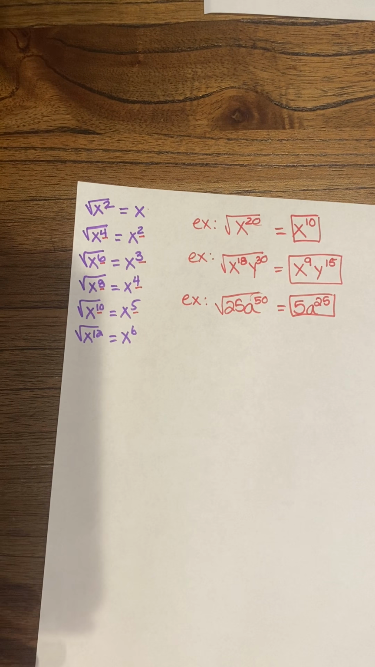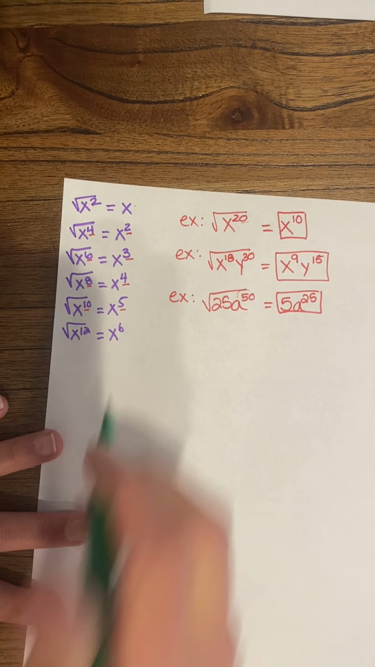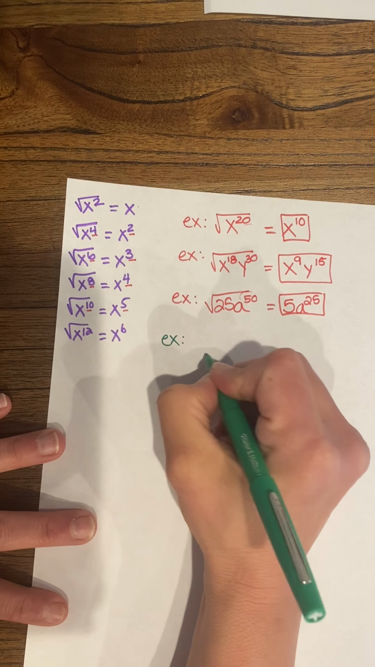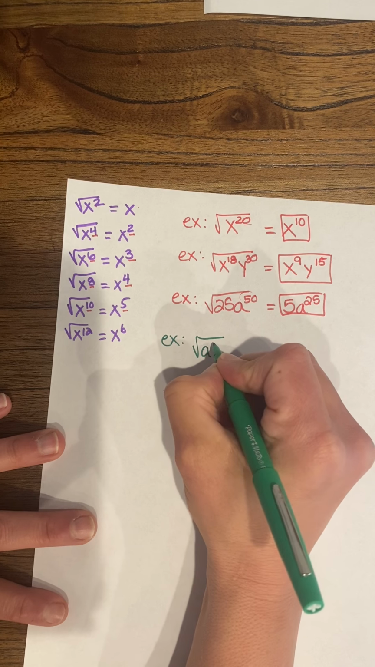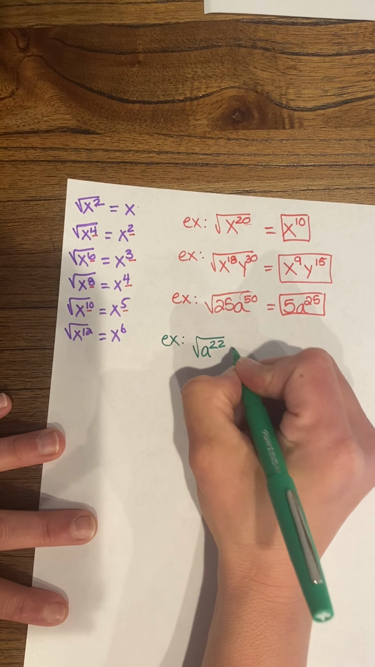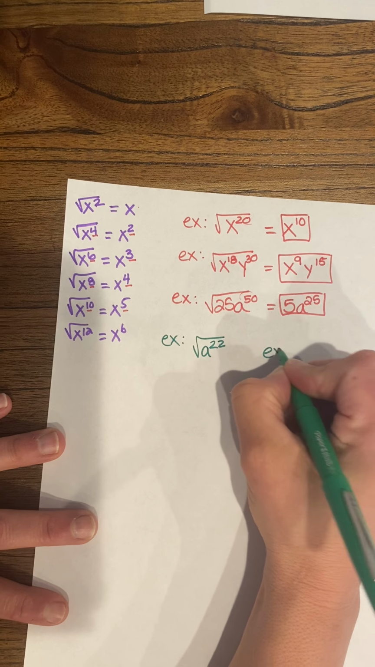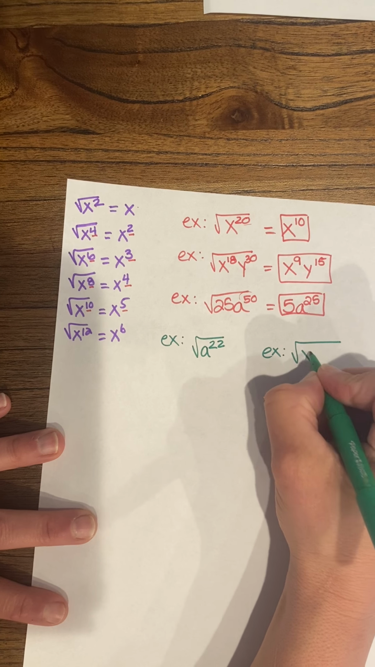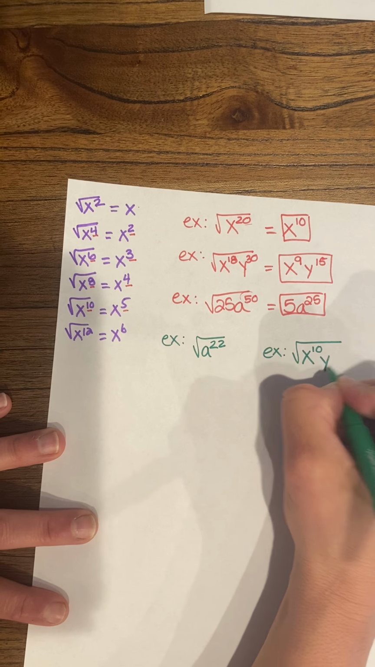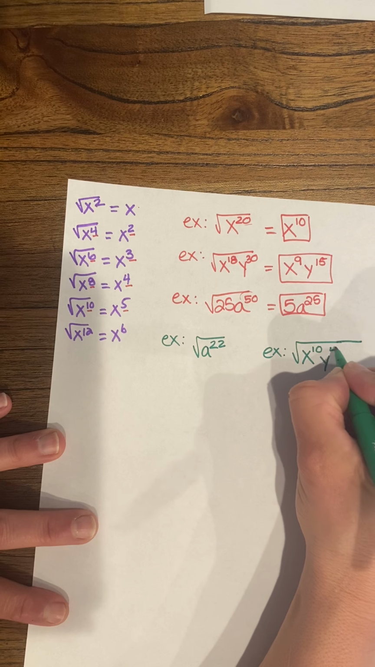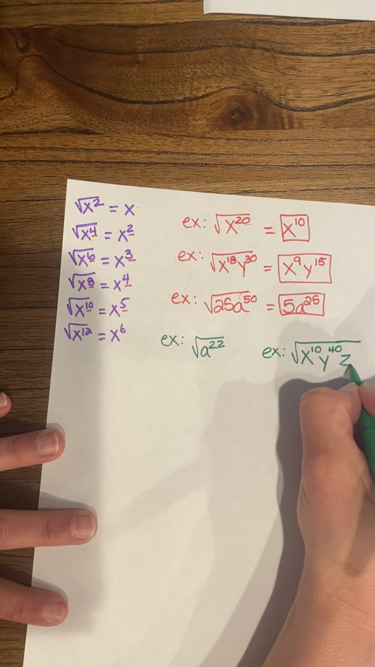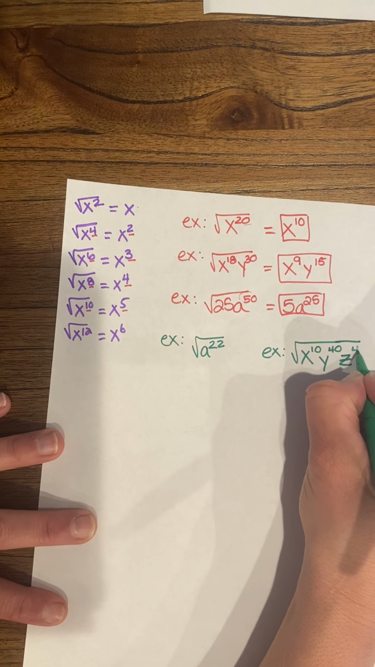All right, so let me give you guys a little bit of time to work on these. Let's say I ask you for a to the 22nd. In this example, let's do x to the 10th, y to the 40th. Let's throw in a z here, z to the 4.